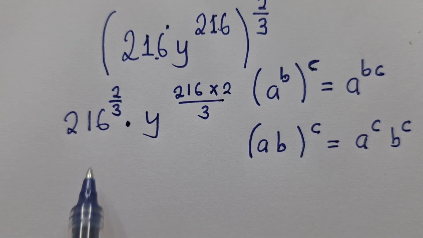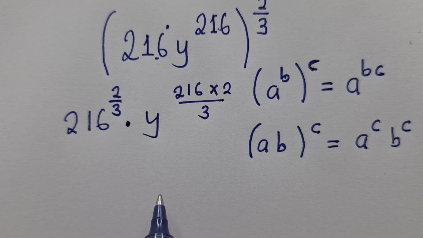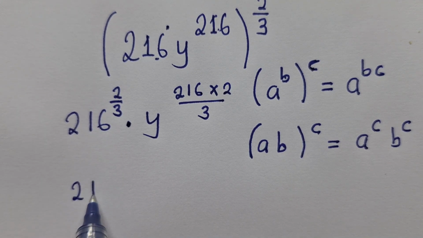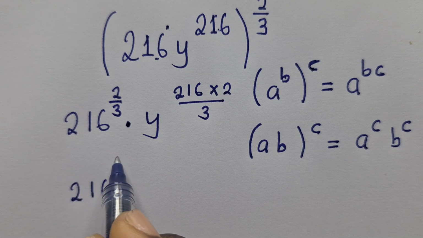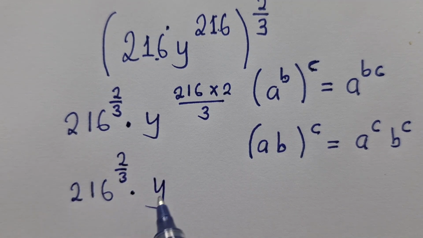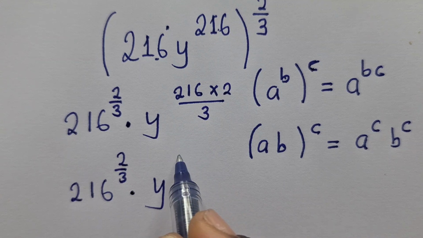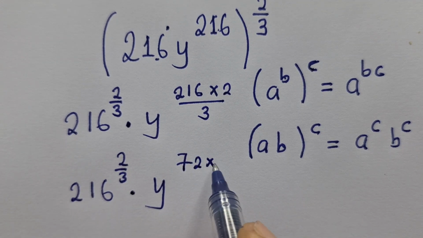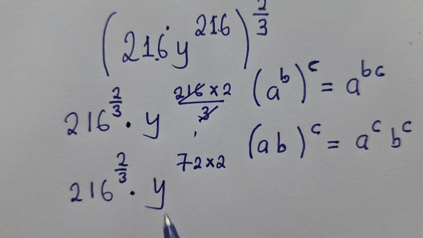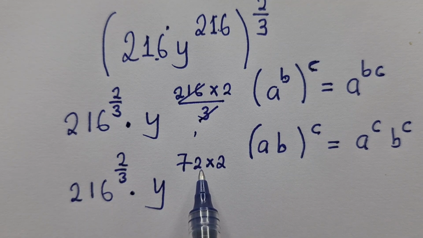Okay? So once we do that, of course, here we can say 216 power 2 over 3 times y power 72 times 2. So this 3 into 3, it's a 1 into 216 to give us a 72. So 72 times a 2.